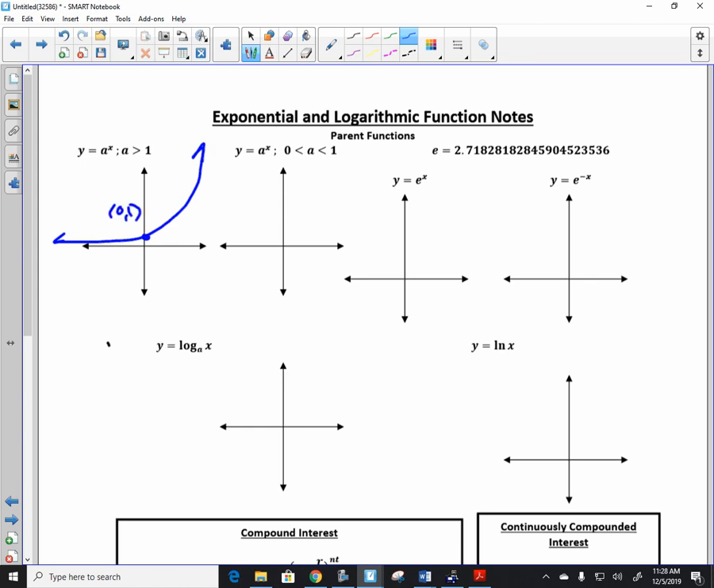Because anything to the 0 power is 1. We talked about why that was. What was this thing here? Horizontal asymptote, what's the equation? y equals 0. What did we say was the domain for these type of functions? All real numbers. What did we say was the range? 0 to infinity. Sweet.